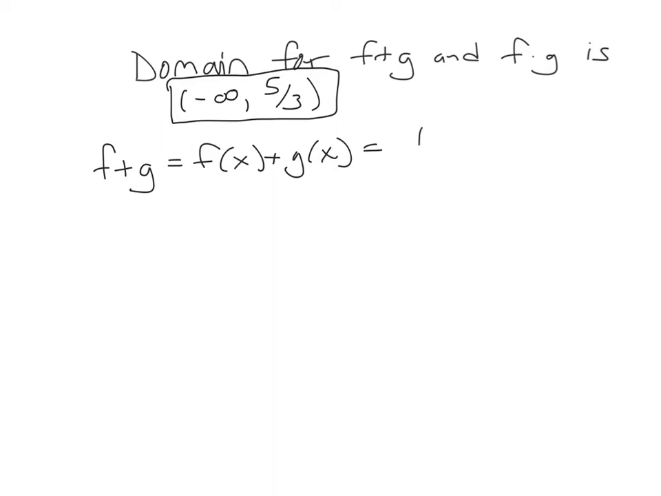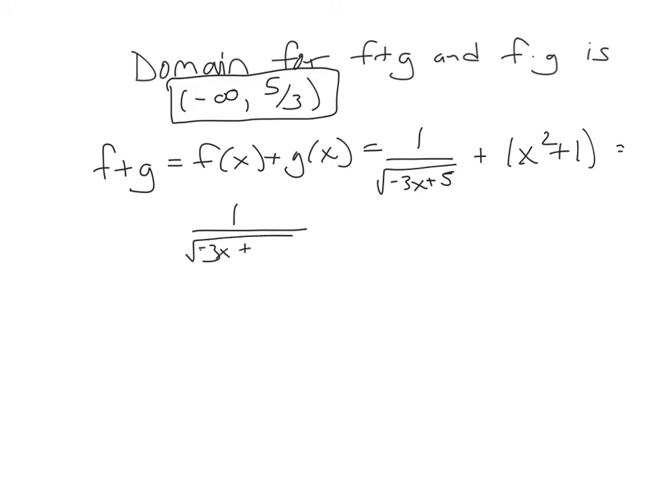f of x is 1 over the square root of negative 3x plus 5. And g of x is, I'm going to put it in parentheses here just to remind us in case we had to do the subtraction, x squared plus 1. So the sum of those two is literally going to just be 1 over the square root of negative 3x plus 5 plus x squared plus 1. Now, if it had been the difference, remember, we would have had to take that negative sign and distribute to the x squared and to the 1.